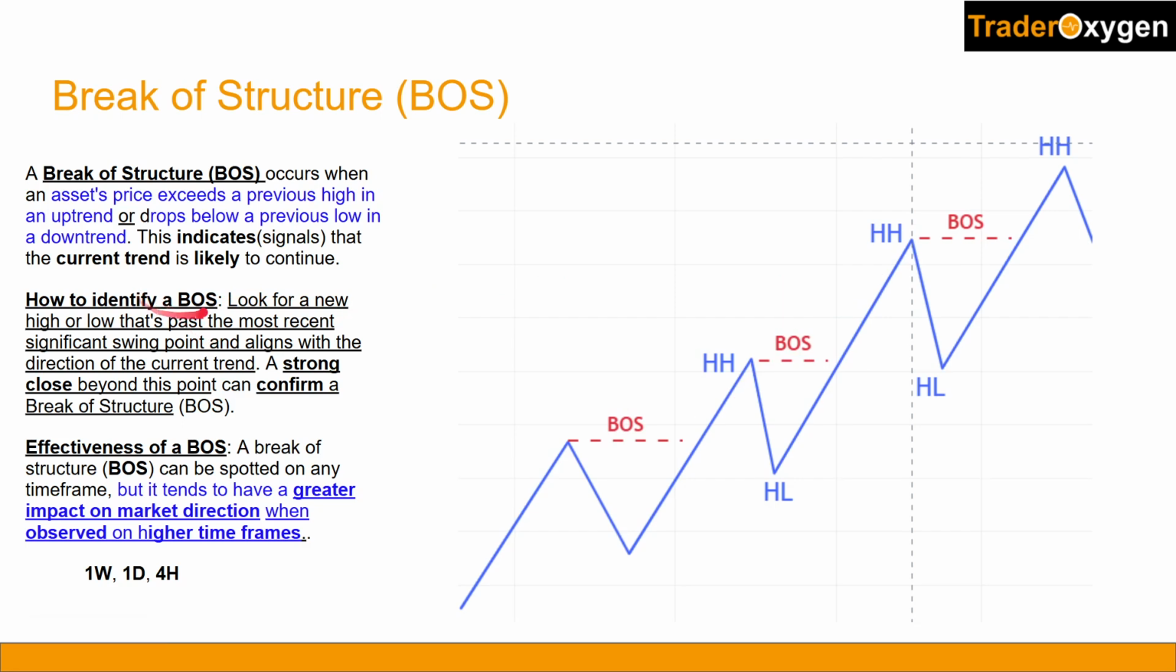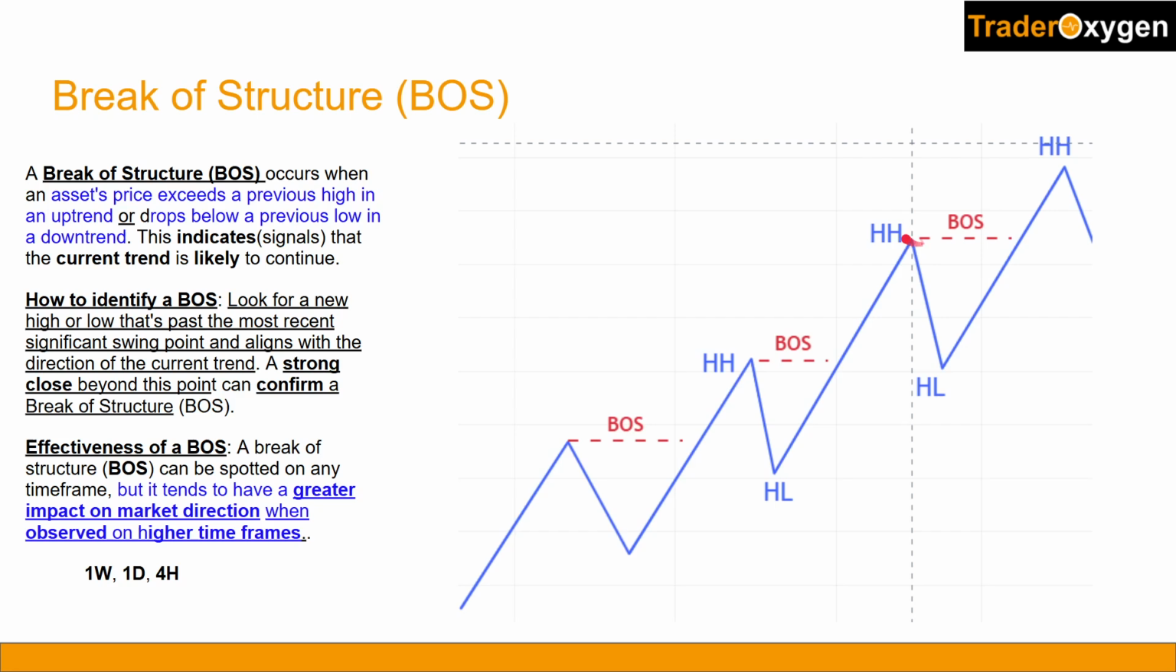So how do you identify a break of structure? You look for a new high, right? A new high that passed the most recent significant swing point. So this new high passed this significant swing point. Now, why is it a significant swing point? Because it caused the pullback to start. Why is this a significant swing point? Because it started the pullback down. Those are significant swing points.